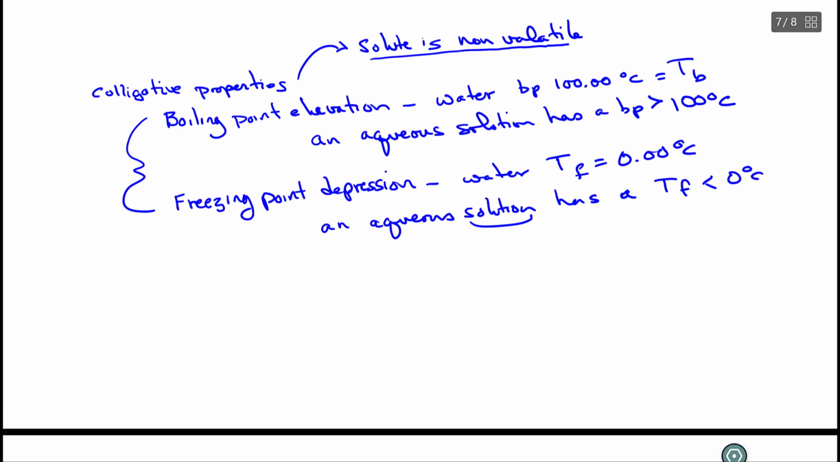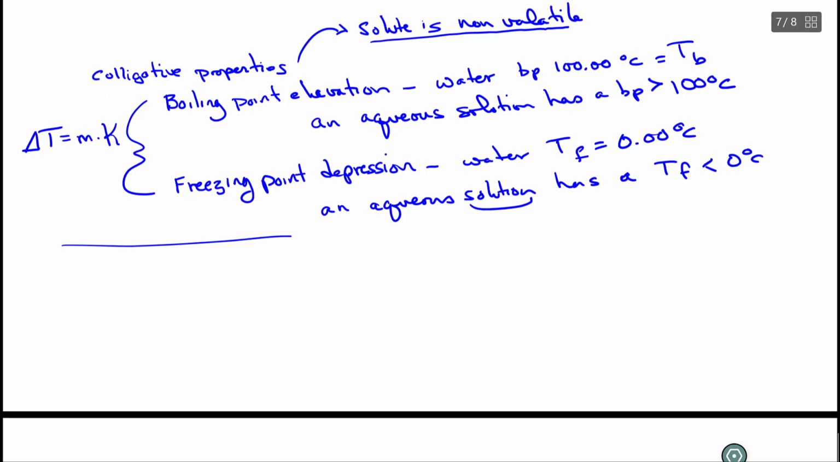And I'll show you the equation, but I'm just going to write a little note here. Delta T is equal to M times K, like this. You'll have a constant, which is K, and you'll have a molality, which you may or may not calculate, that's M, and you multiply them together, and that'll tell you how much the change in temperature is. So if we're talking boiling point elevation, we just add it to the normal boiling point. If we're talking about freezing point depression, we just subtract it from its normal freezing point, and that's how we get the temperatures, okay?